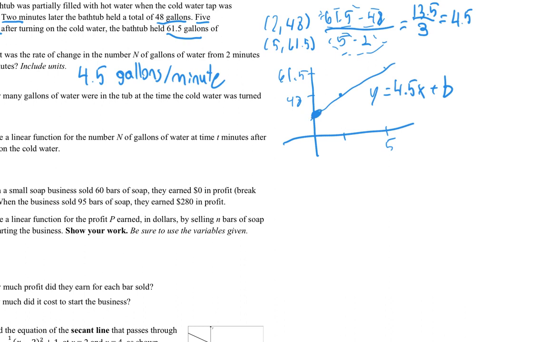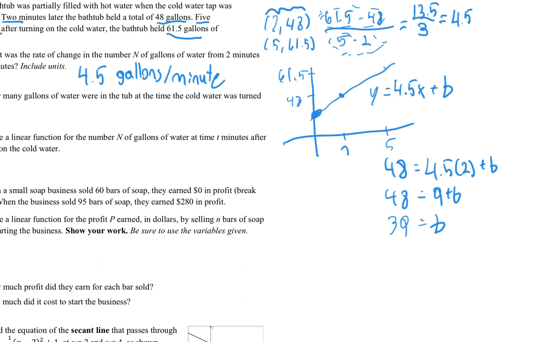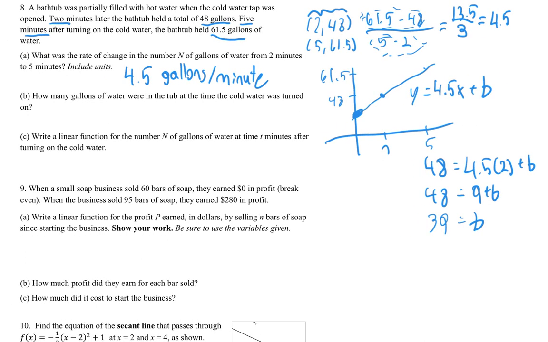Well, we have 3 unknowns here. What can we do? It's a great question. We can use the fact that we know some spots on this line. We know at 2, it's going to be at 48. So I'll have a y value of 48 whenever my x value is 2. And now I only have 1 unknown, so I can solve. 48 equals 9 plus b. So that means that 39 is equal to b. So how many gallons of water in the tub when it's turned on? 39 gallons.